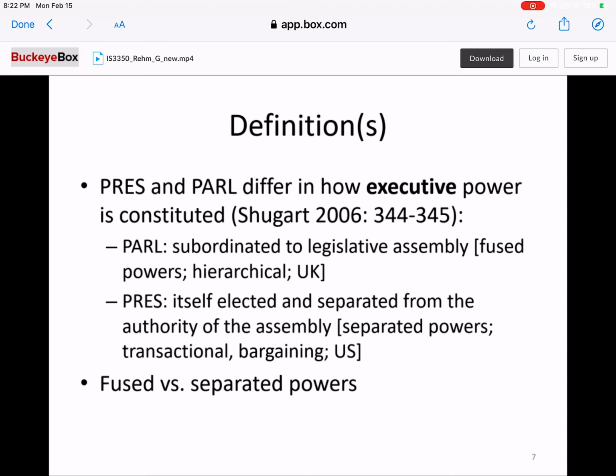Presidential systems, however, have executive power that is itself elected in a separate election, separate from the authority of the assembly. So that's why we call them separate power systems or also transactional and bargaining systems. And the US is a good example. So I like to call presidential systems separated power systems, and I like to call parliamentary systems fused power systems.